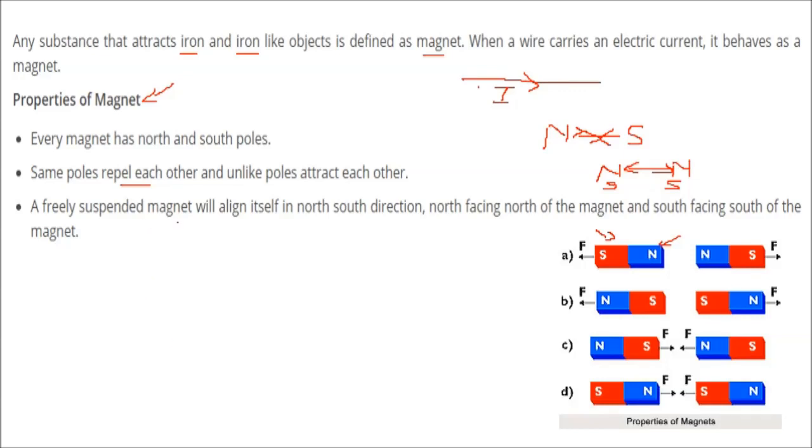A freely suspended magnet will align itself in north-south direction. Means if this is a magnet, and it is freely suspended like this, then it is going to align itself to north-south direction, north facing north of the magnet and south facing south of the magnet. So here north and north, they are repelling, south and south, they are repelling. See, they are repelling. South and north and north and south, they are attracting.